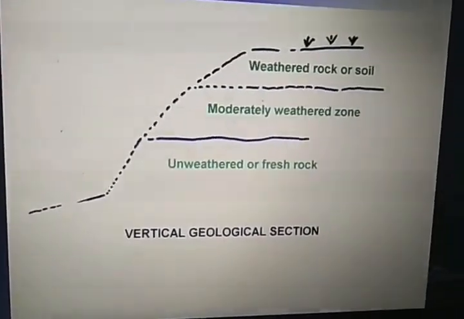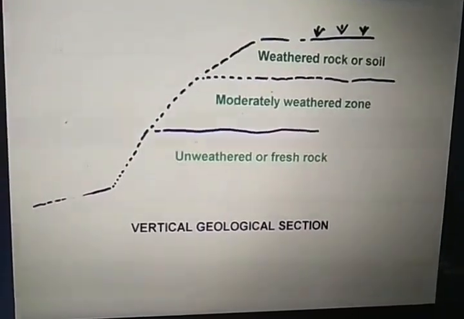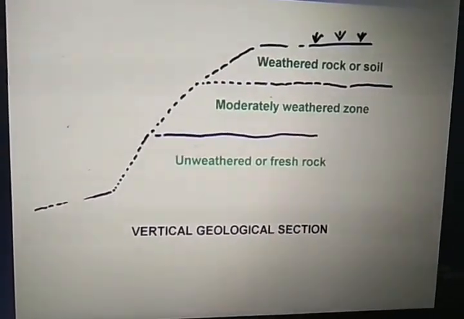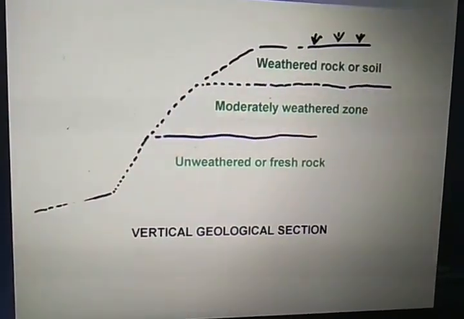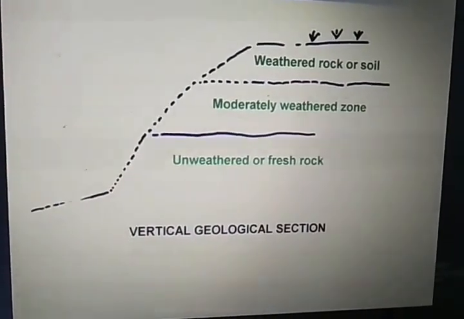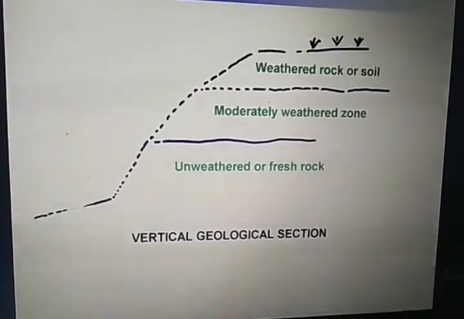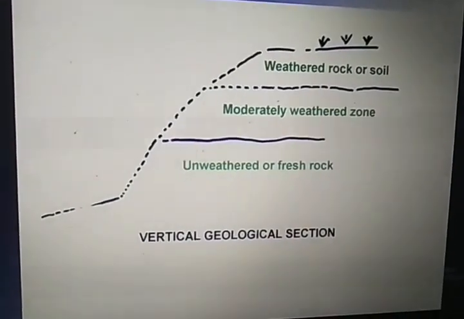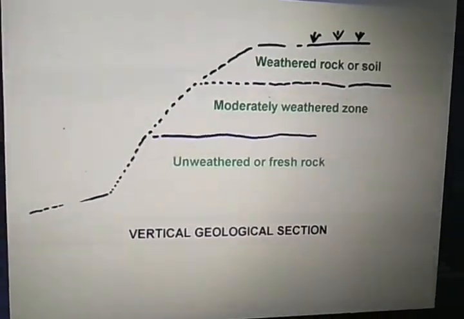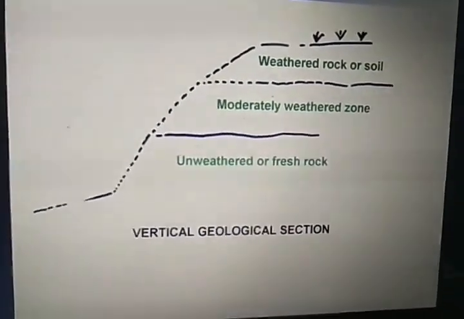This is a typical site for tunnel excavation. Weathered rock is at the top portion, moderately weathered rock is the middle portion, and unweathered or fresh rock is below. This is the vertical geological section for an ideal tunneling site.